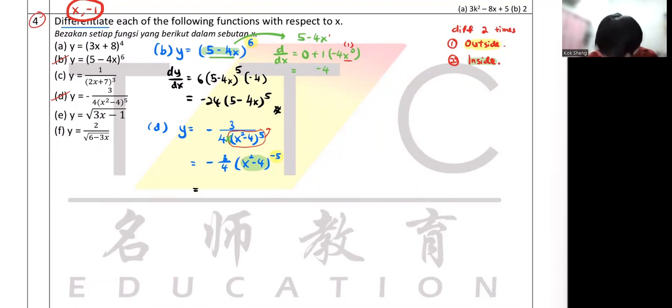Okay, let's start from outside. So everything here copy as usual. The -5 need to times the whole thing, -3/4 x squared minus 4, the whole thing times -5. And the power -1. This is all for outside. It's a long step here. Okay, then followed by inside. Inside x squared minus 4.